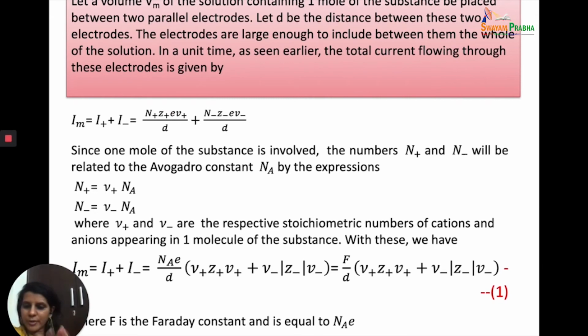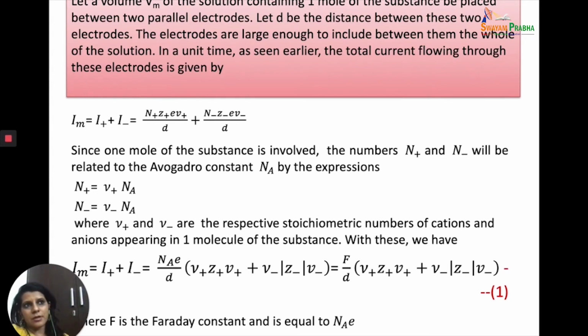Let a volume Vm of the solution contain 1 mole of the substance, placed between two parallel electrodes. Let D be the distance between these two electrodes. The electrodes are large enough to include between them the whole of the solution. In unit time, as seen earlier, the total current flowing through these electrodes is given by I plus I minus: the current carried by the cation plus the current carried by the anion.